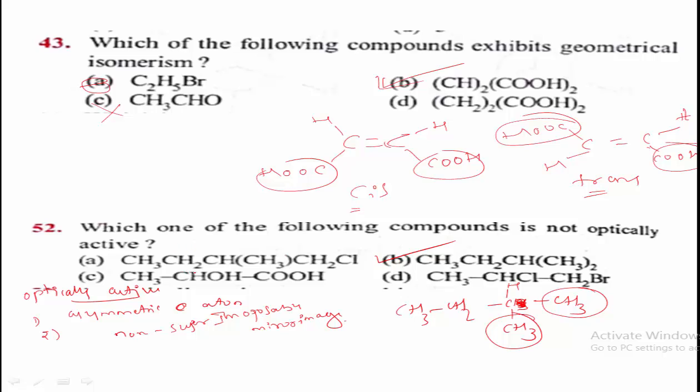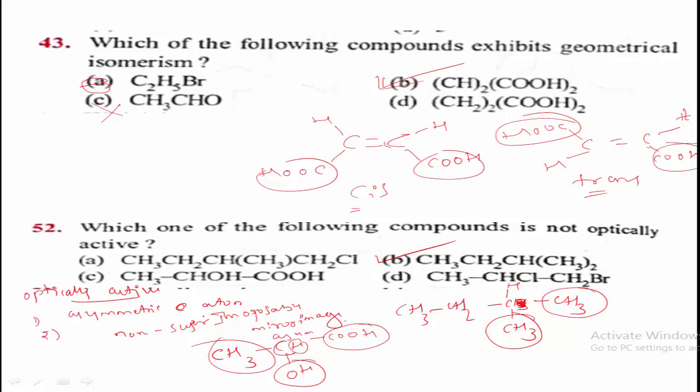But you take this one. Which one? C. I write the structure once again here. This one C, CH3, and this one is CH, and here OH, and this one is COOH. Right? Observe this carbon atom. Here it contains one H, one COOH, one OH and one CH3. Four attached groups are different. Therefore, it is an asymmetric or chiral carbon atom.